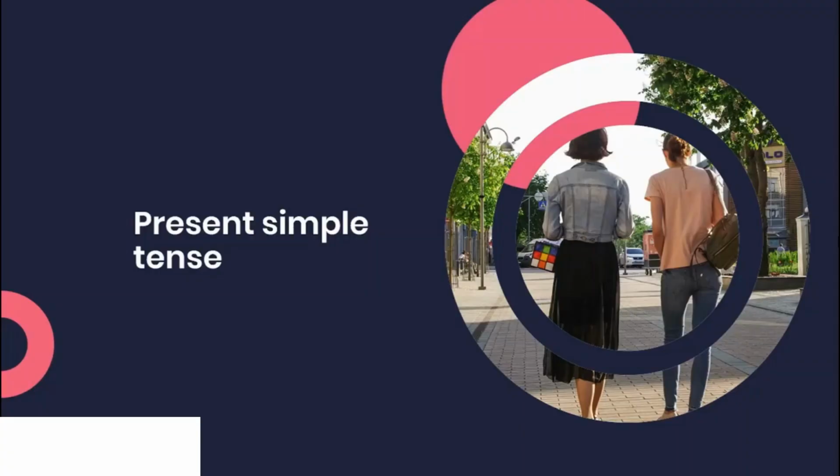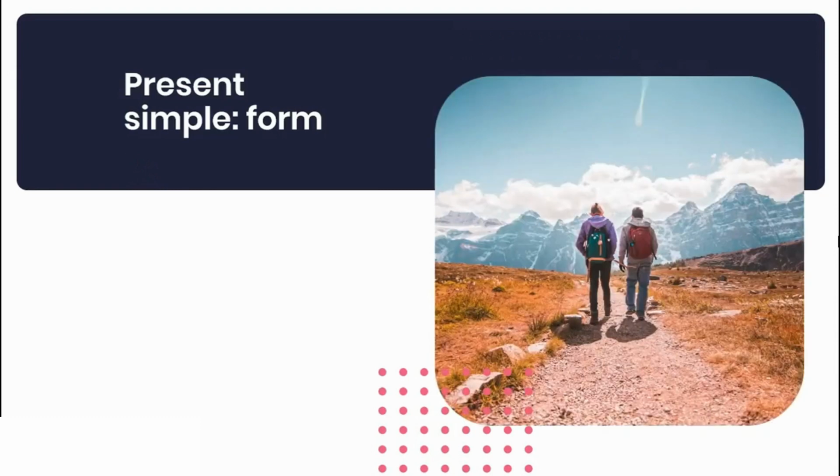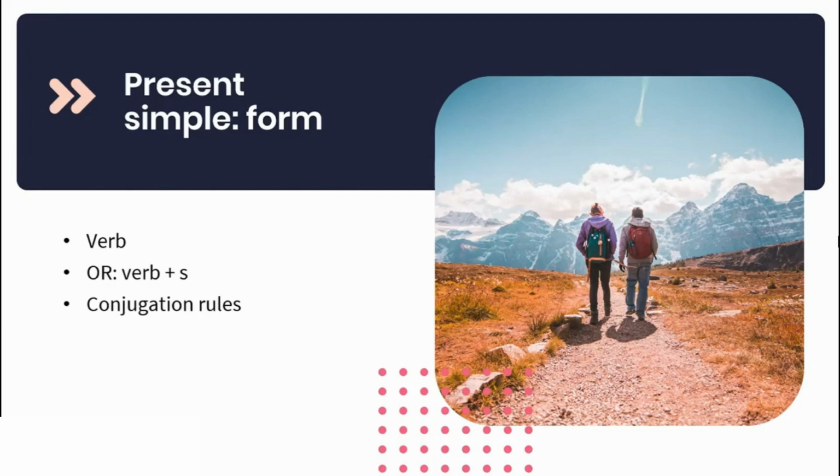The next tense is present simple tense. Present simple tense is formed by using the verb in its simplest form. Sometimes there will also be a letter S after the verb. This is simply due to conjugation rules. For example, we say, I, you, and they walk, but we say, he, she, it walks.